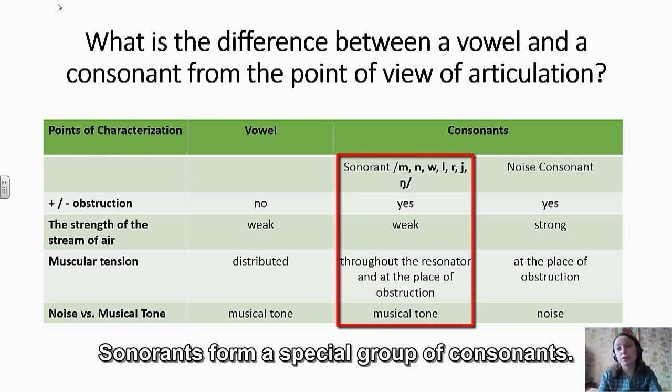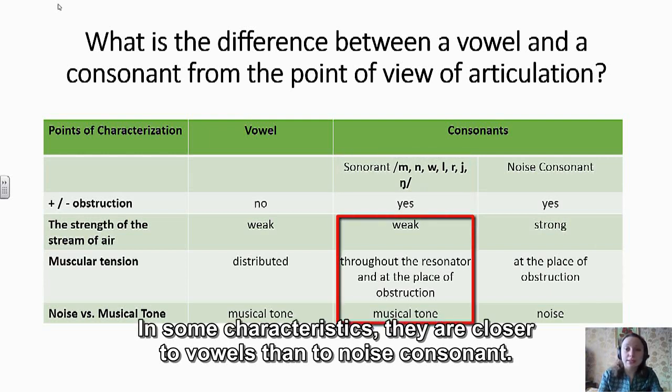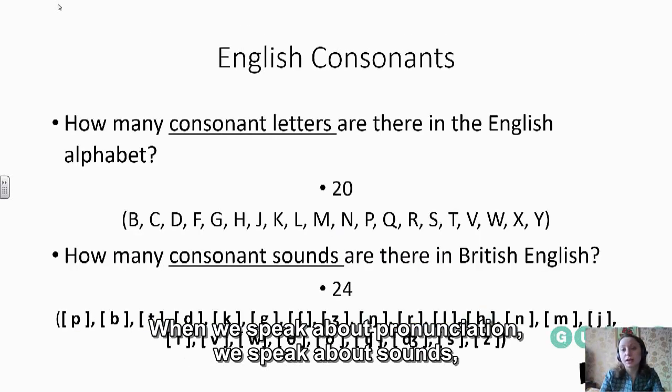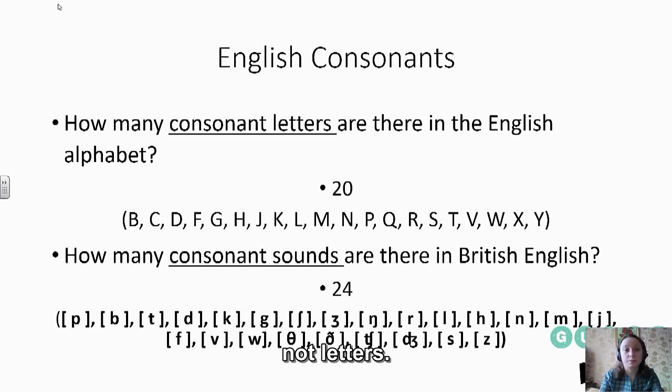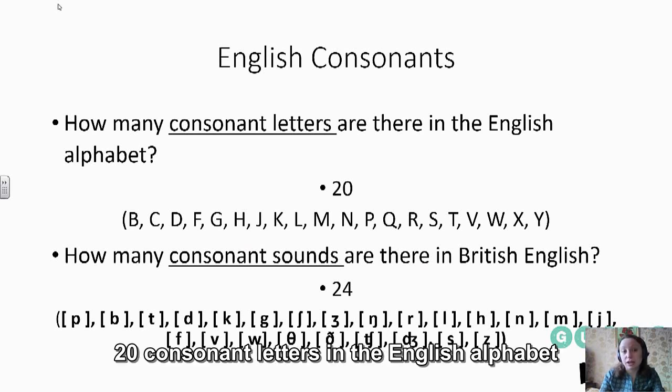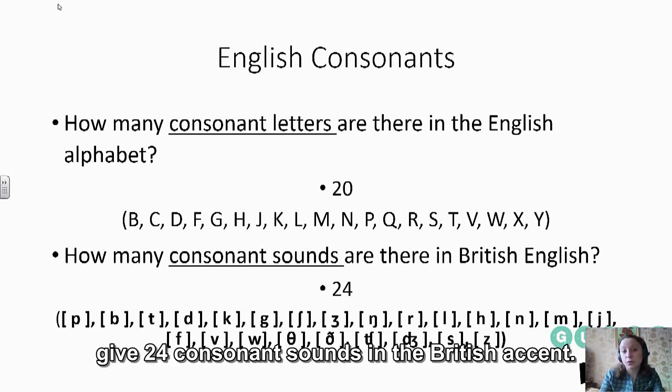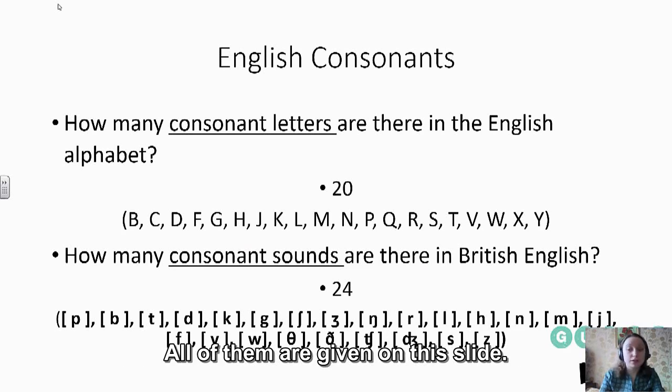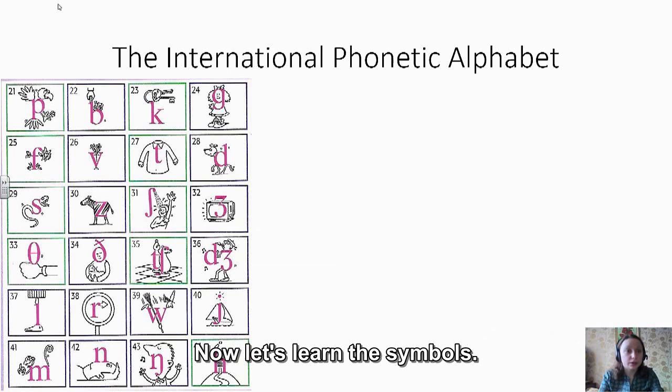Sonorants form a special group of consonants. In some characteristics, they are closer to vowels than to noise consonants. When we speak about pronunciation, we speak about sounds, not letters. The 20 consonant letters in the English alphabet give 24 consonant sounds in the British accent. All of them are given on this slide. Now let's learn the symbols.